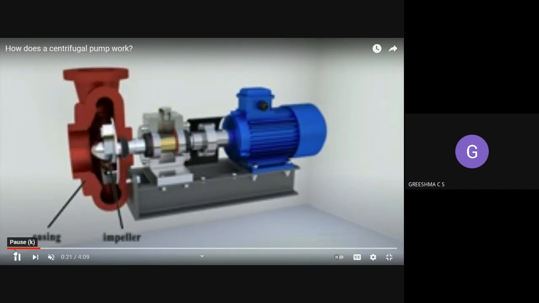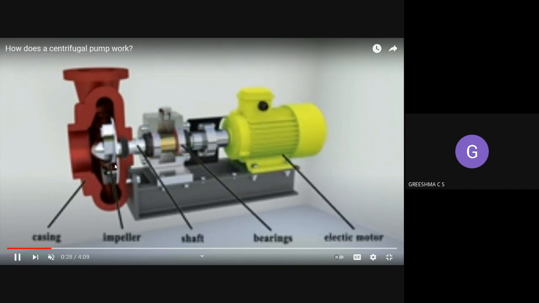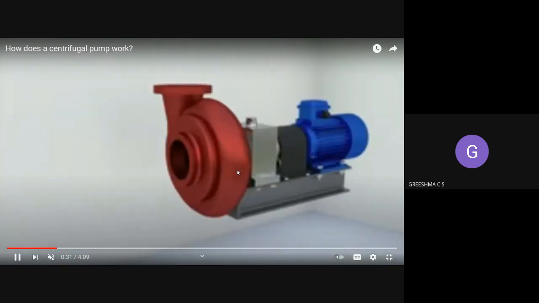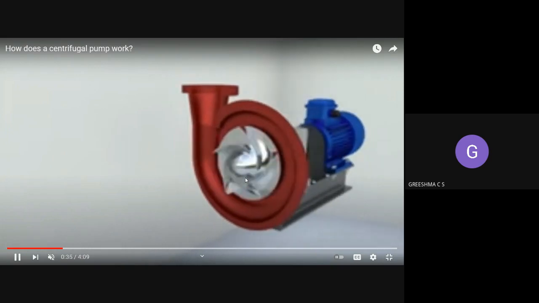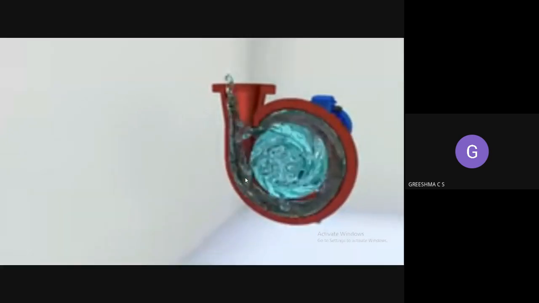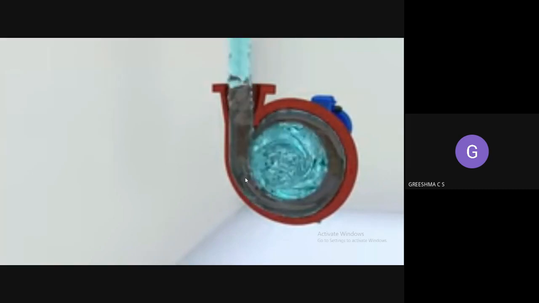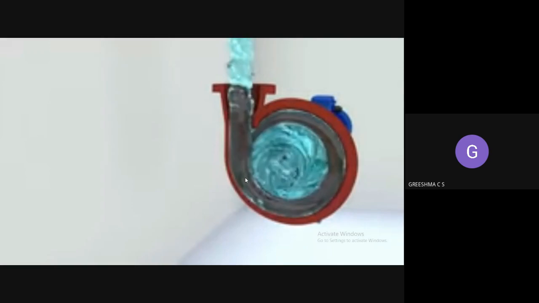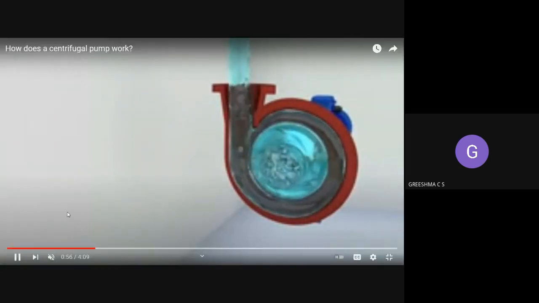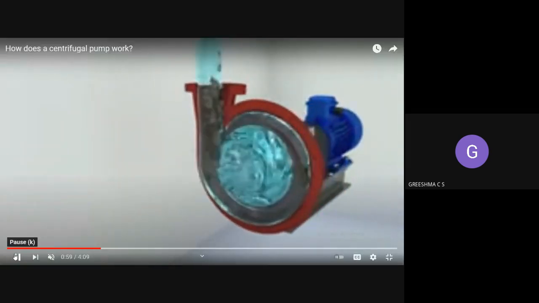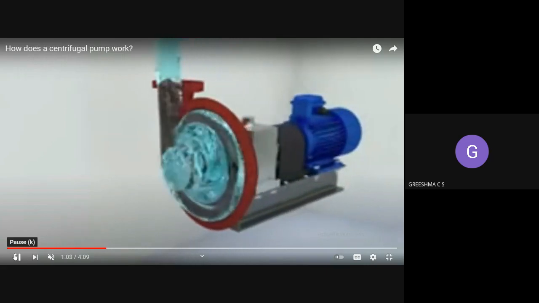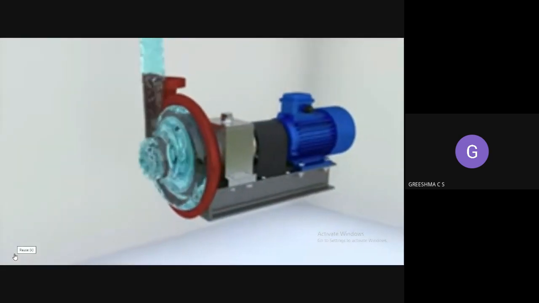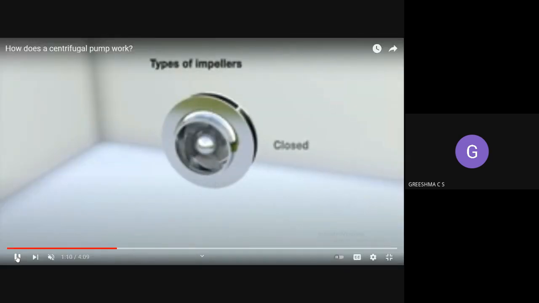So these are the parts of the centrifugal pump. This is the casing, this is the impeller, this is the shaft, this is the bearing. So this is the exact picture of how the water is pumped through a centrifugal pump.